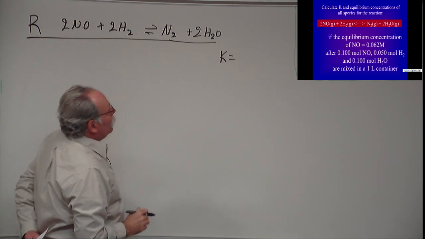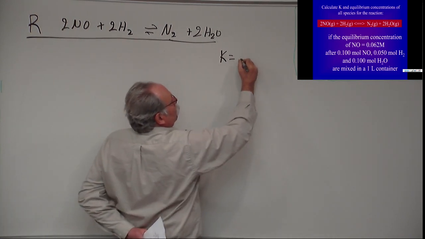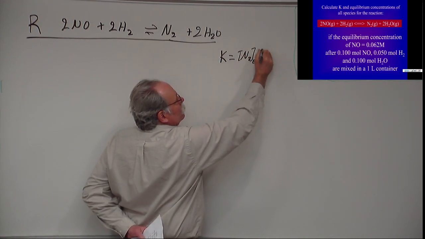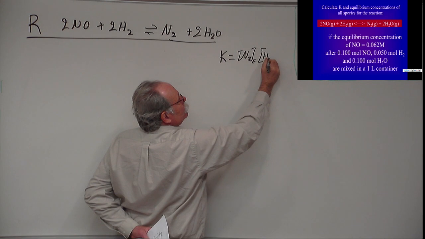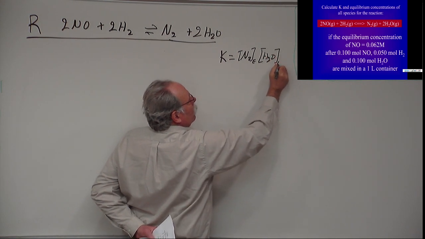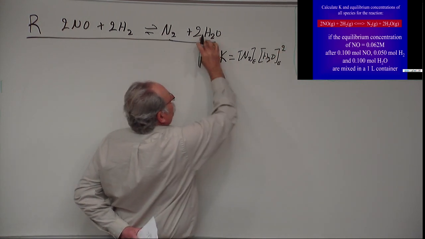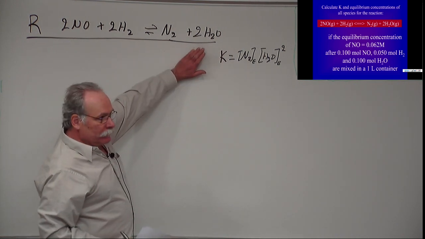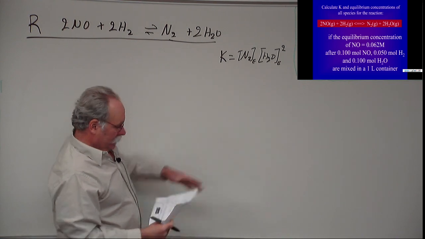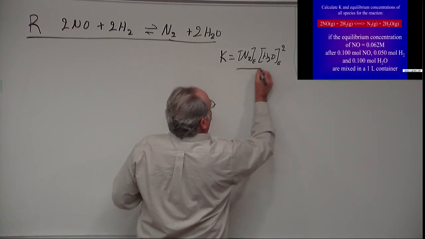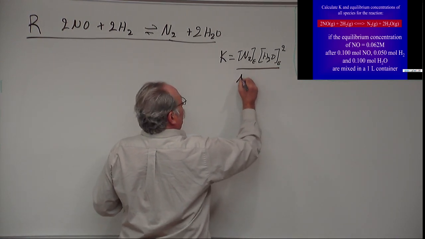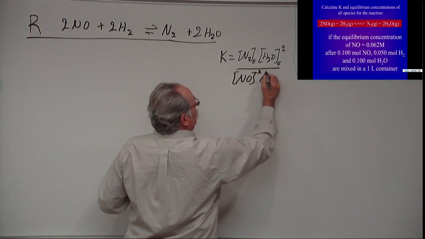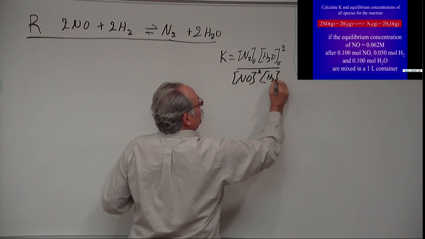And K is, at equilibrium, the products' concentrations to the power of their coefficients. Incidentally, H2O, which is squared, is a gas, so it's part of the K. If it was a liquid or a solid, we would not include it in the K, because that's a heterogeneous equilibrium. And then we have the NO squared and the H2 squared.